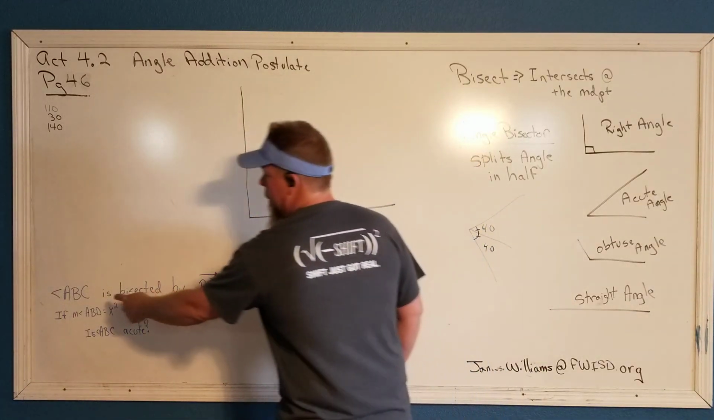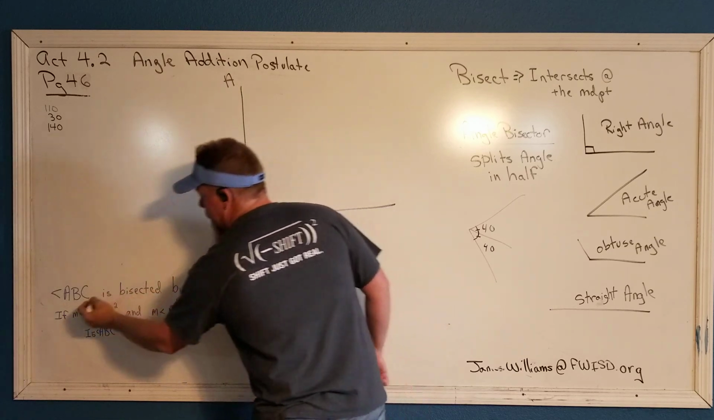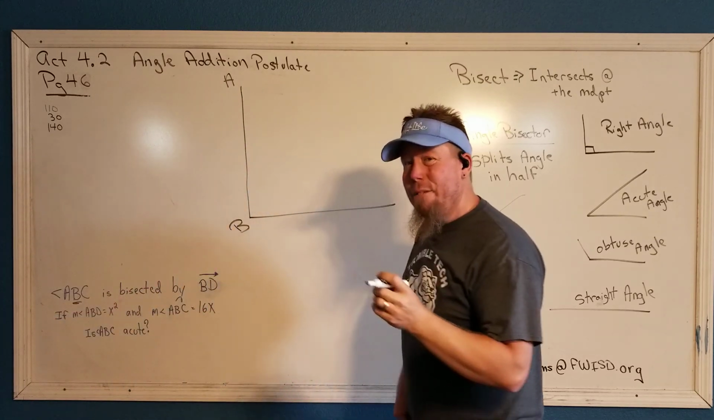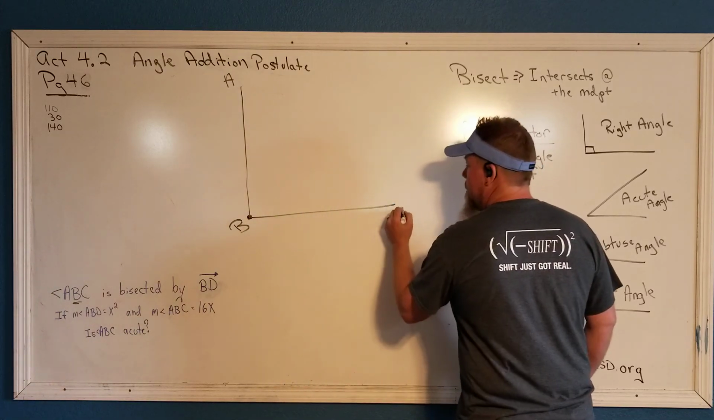And remember, my big angle that I'm talking about is ABC. So A goes up here. B is the middle letter. Remember, the middle letter is always going to tell you what the vertex is. That's the vertex angle. So B is my vertex angle, and that puts my C over here.